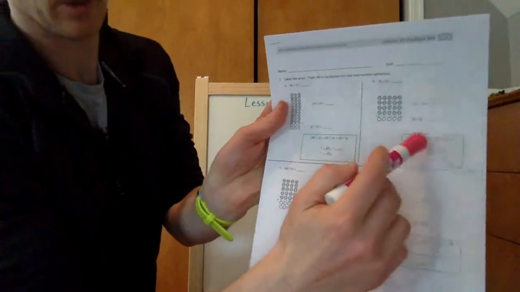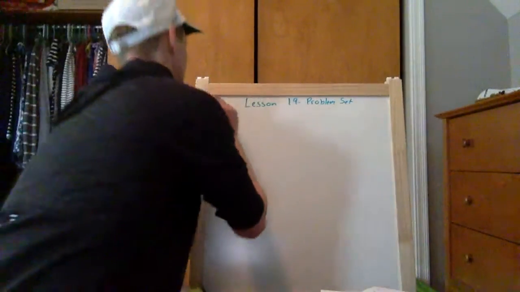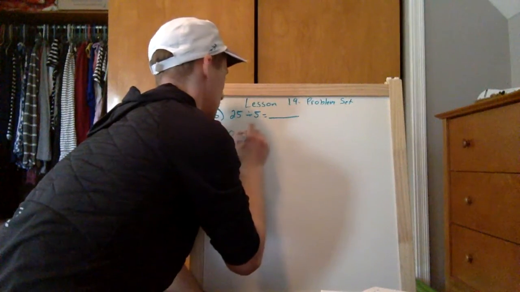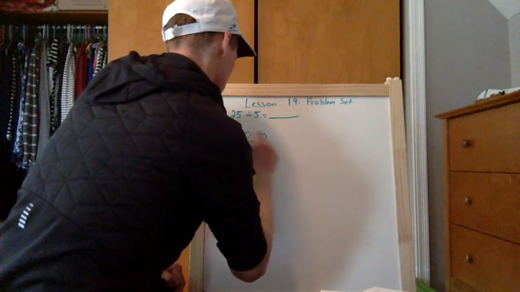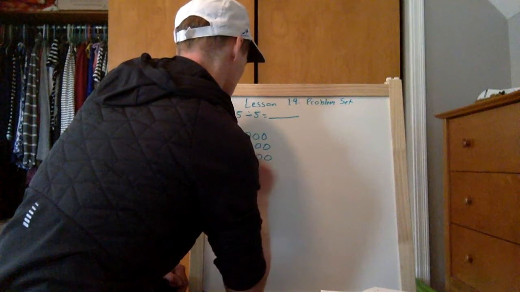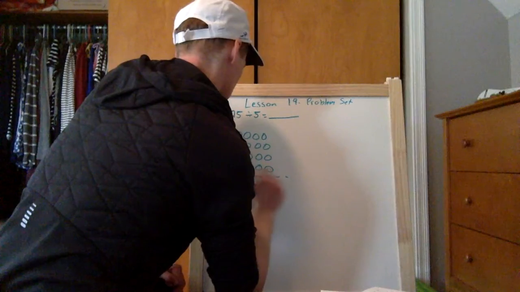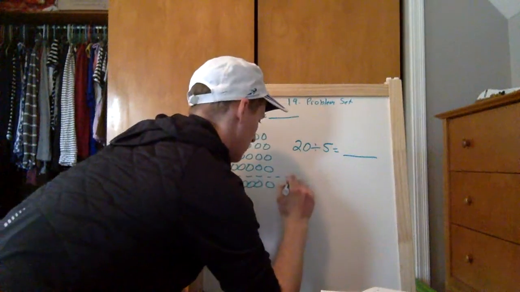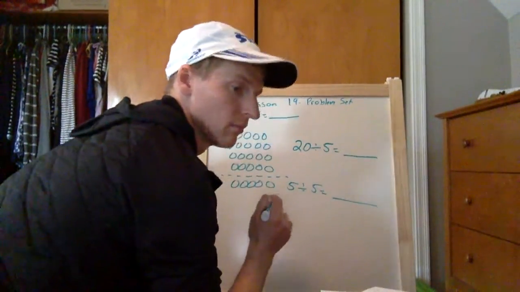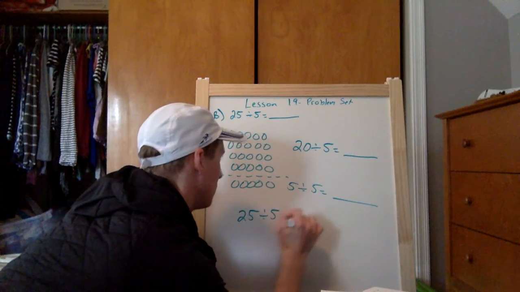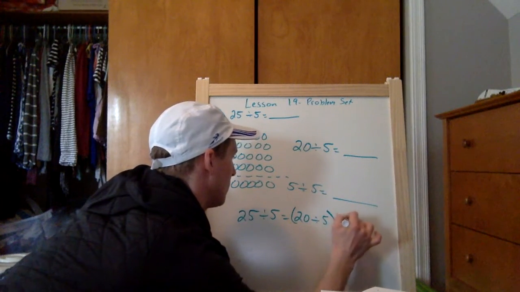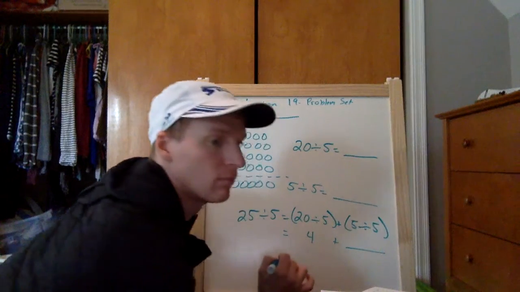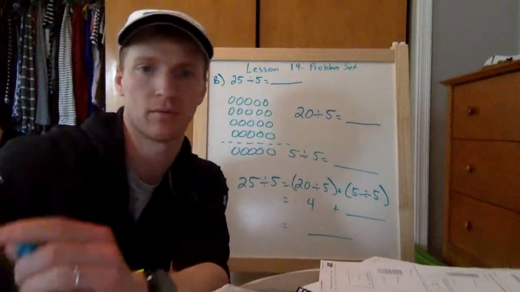Letter B, we're going to go over to this side one. Says 25 divided by 5 equals... okay. So that's how the problems were written on theirs.